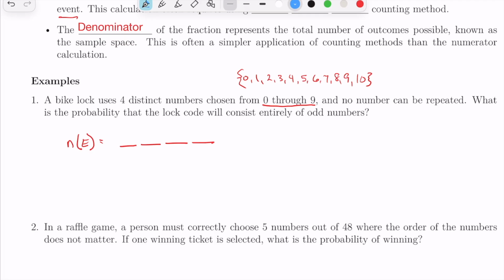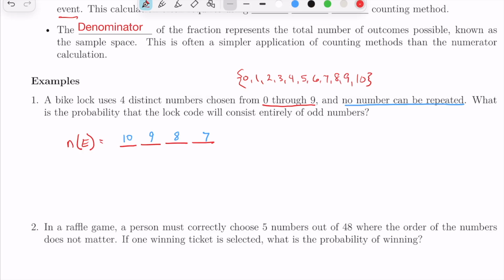And so then that would just be, I have 10 numbers to choose from for the first one. Because this says no number can be repeated, right? This is without replacement. So that would be 10. And then once I pick one for my first number, I can't choose that again. So then it would be 9, and then 8, and then 7.